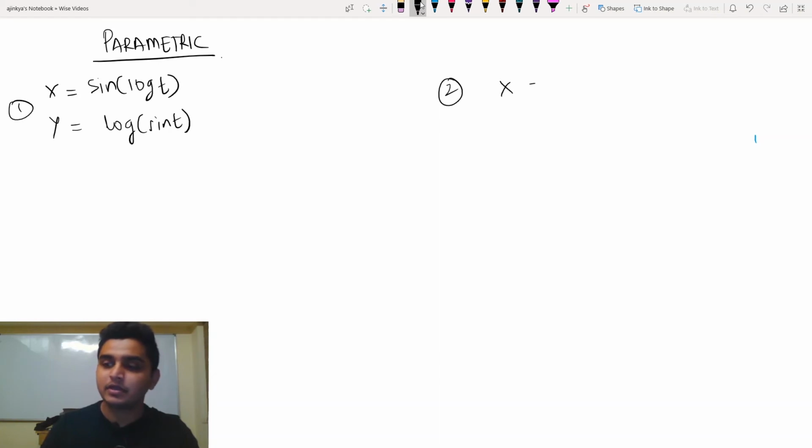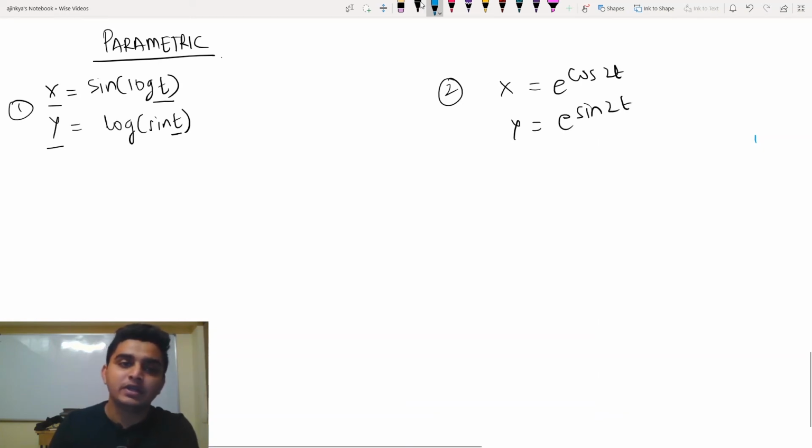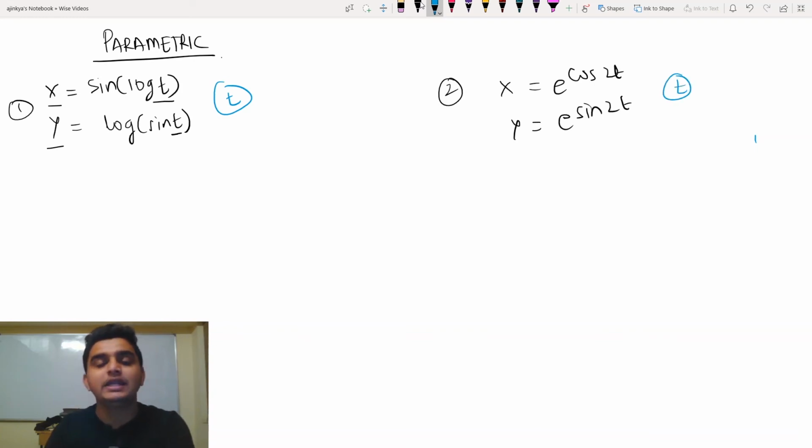And the second example is x equals e raised to cos of 2t and y equals e raised to sine of 2t. Fine. So in this case, we are going to see that x is a function of t and also y is a function of t. So here the parameter is nothing but t, and in this second question also the parameter is going to be t. It can be anything, it can be theta, it can be alpha, any kind of parameter.